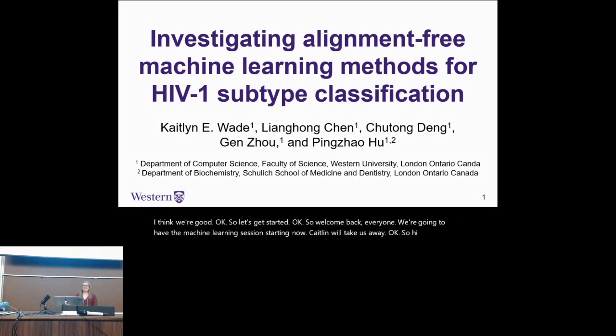Hi, everyone. So my name is Kaitlyn, and I'm from Western University in London, Ontario, Canada. And my talk today is about investigating alignment-free machine learning methods for HIV-1 subtype classification.